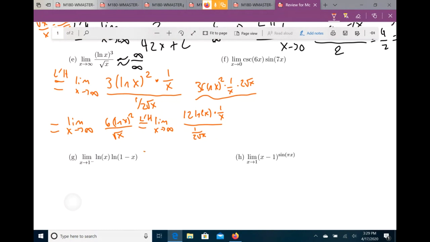Okay, so this ends up being the limit as x goes to infinity. And you would do the same thing. You're dividing by a fraction, so you multiply by a reciprocal. So we get something similar. We get 12, or no, we get 24 ln of x divided by root x.